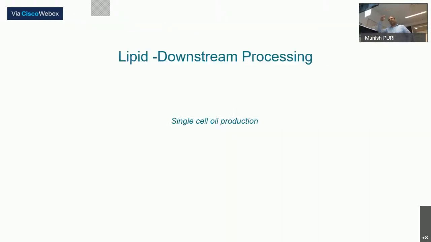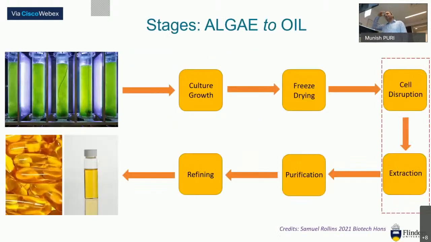Okay, so another important aspect associated with lipid production is that you need to get the lipids out of it. So how can that be done? Only then can we have realization of single cell oil. So I thought I would focus on only two things: cell disruption, followed by extraction.